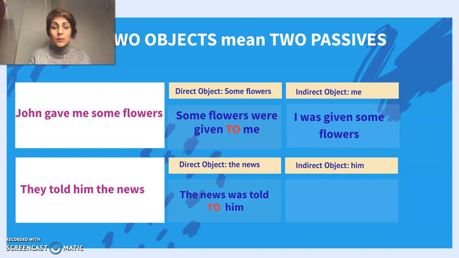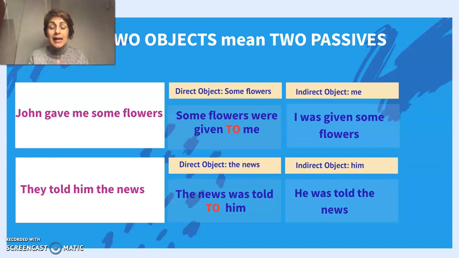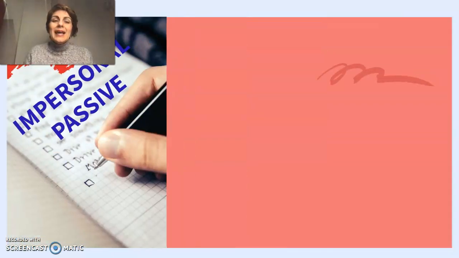In the second case, we've got they told him the news. Two objects, the news and him. So the news was told to him, remember the two, and he was told the news. So it's important to remember that no matter how strange it might be, the second one, that is the one with the indirect object at the very beginning, is the most popular one in English. So focus on it.